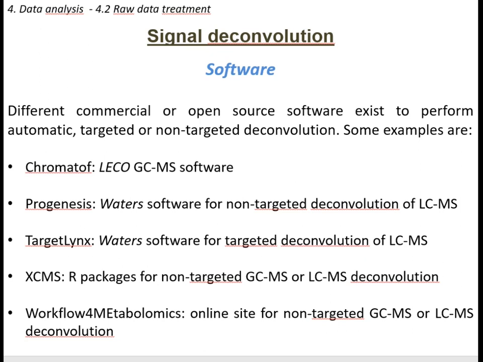So for the different software, you have Chromatof for GCMS from the brand Leco, Progenesis from the brand Waters, TargetLynx, which is more for targeted analysis, XCMS, an R package for non-targeted GCMS or LCMS, and you have online solutions like Workflow4Metabolomics, where you can upload GCMS or LCMS data, play with a few parameters, and let the servers calculate and align your samples to extract your biomarkers. It works quite well. It's not ever perfect.